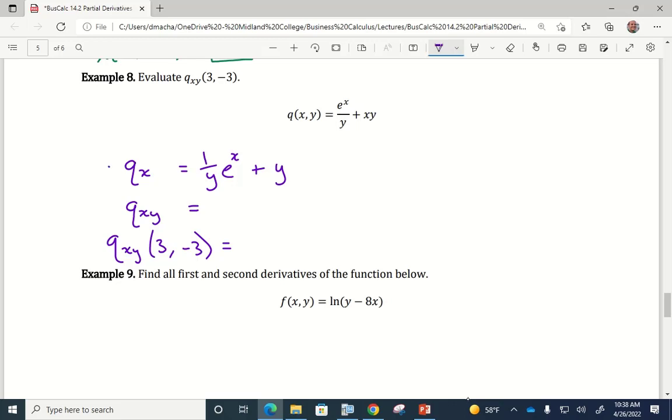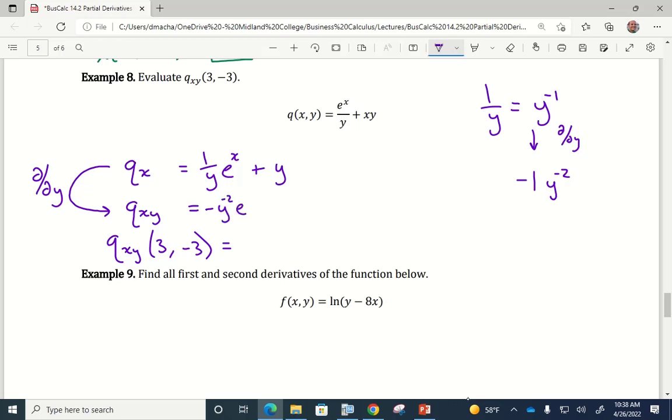Now I need to take the derivative of that thing with respect to y. And so I'm pretending that x is a constant, so that means e to the power x is just a constant for all I care. And this 1 over y is going to be y to the negative 1 power. And so whenever I take the derivative with respect to y here, I'm going to bring down the negative 1 and then make that negative 1 to a negative 2. So this is going to be negative y to the negative 2 power e to the x. And then the derivative of y will just be 1.